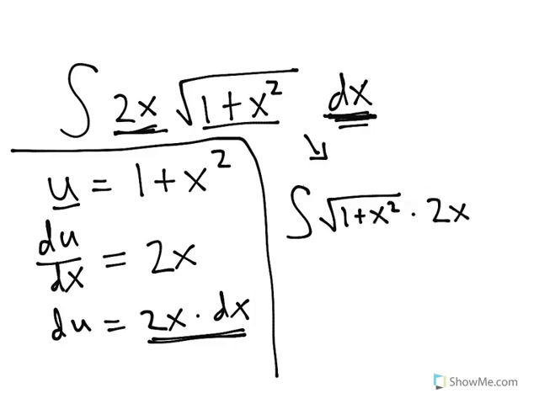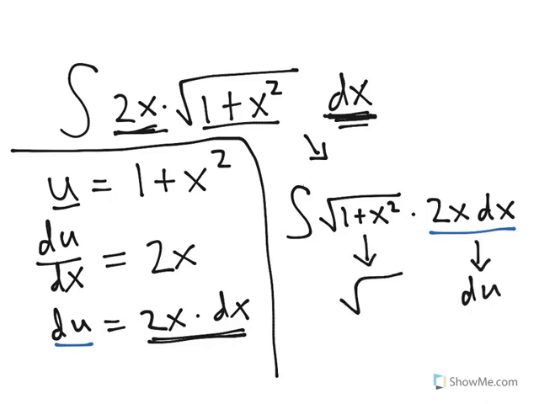Move the 2x to the end so that it looks like this. All you did was swap things around using the commutative property, because you have multiplication inside here. So you just put that 2x dx on the end. Now 2x dx is equal to du, so go ahead and replace 2x dx with a du. And go ahead and replace the 1 plus x squared with a u, so we get the square root of u right here.